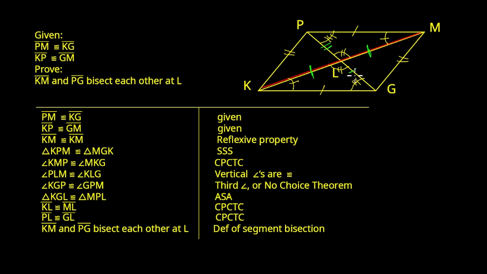Those two are congruent. Then, the last step, KM and PG bisect each other at L. Definition of segment bisection. You can see two congruent segments. Therefore, these two segments bisect each other at L.